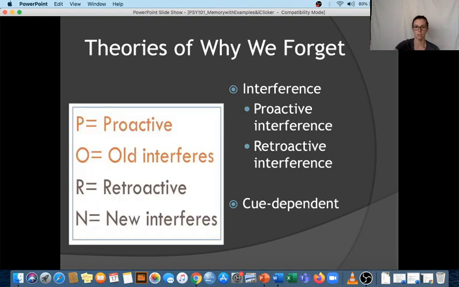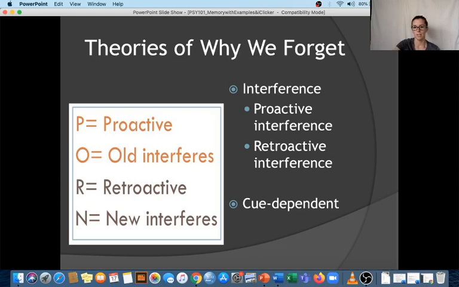So proactive interference is when old memories interfere with new memories, and retroactive interference is when new memories interfere with old memories. And that on the image is a mnemonic device to remember interference.